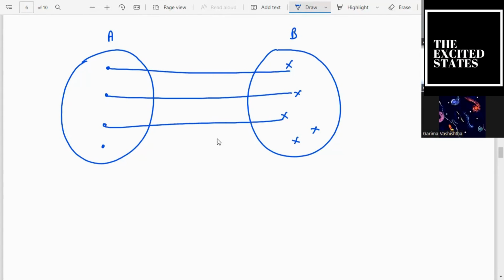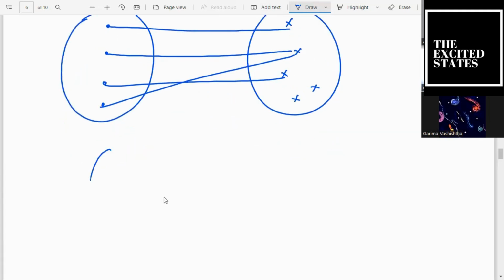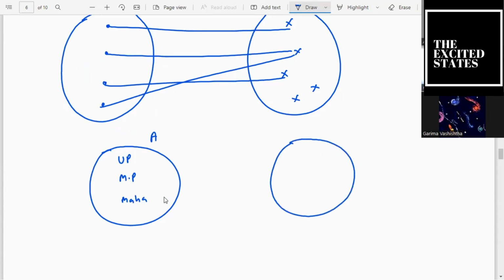So this is called a relationship. Let me tell you what this kind of relationship is. Let's suppose set A will tell you the name of the state. Let's suppose UP, MP, Maharashtra; these are the elements in set A. And in set B, let's suppose the names like Lucknow, Bhopal, Bombay, like that.